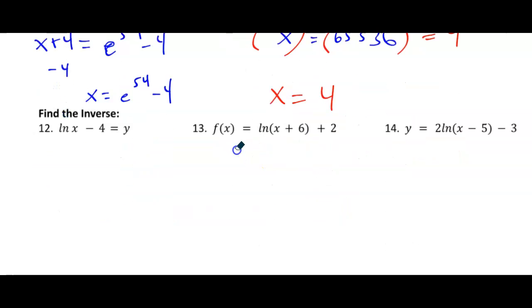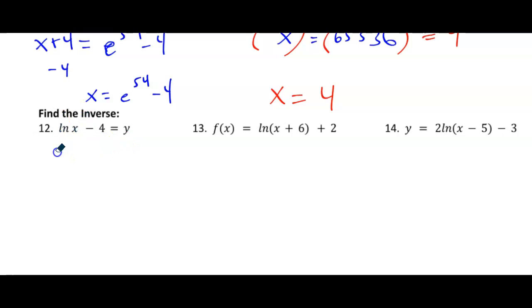Last part, and we did this yesterday. Find the inverse. You treat this exactly like you would a logarithm, except instead of converting with b, x, and a, this one you just need to apply e, when you get to the point of no other movement but natural log. Here's what I mean. I have natural log of x minus 4 equals y.